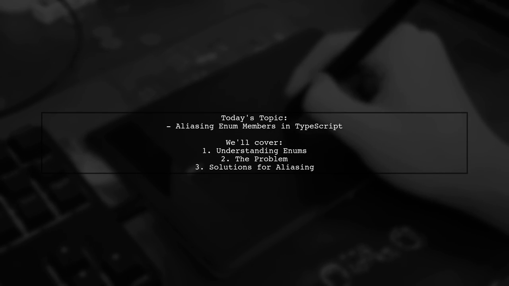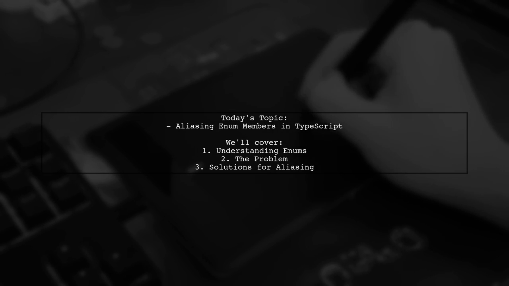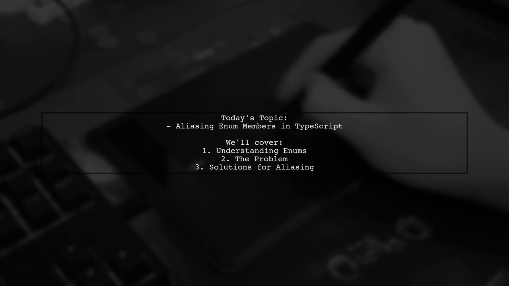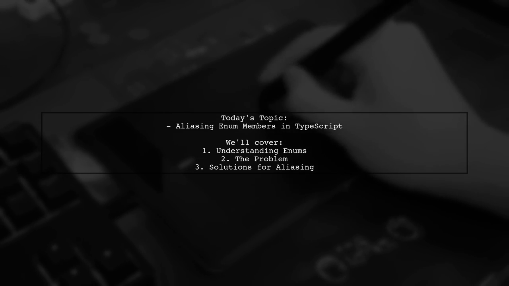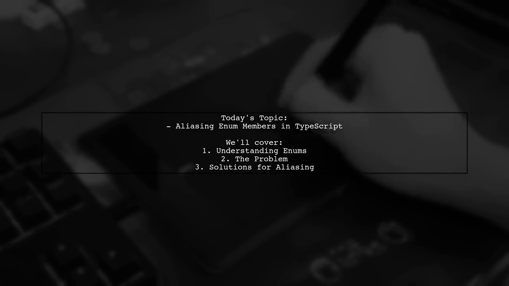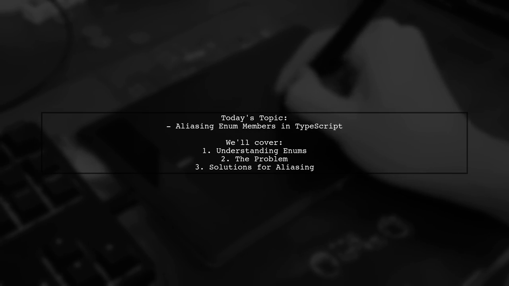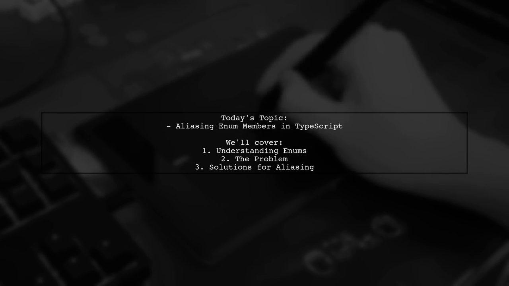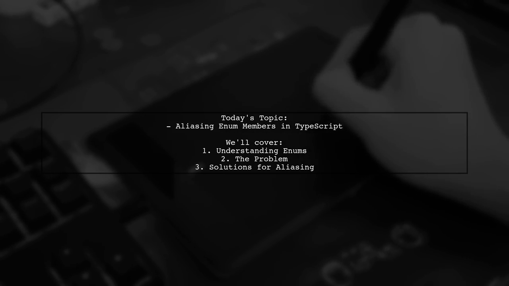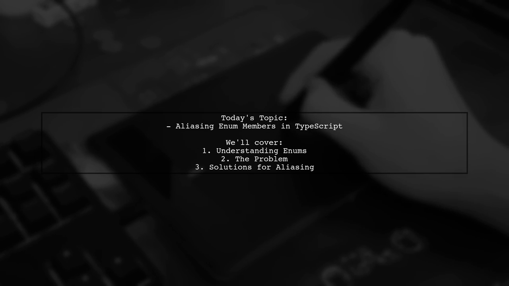Today we're tackling an interesting question from one of our viewers. They have an enum defined for role types, including none, admin, and superadmin. When they access the superadmin role, they get the string superadmin. But here's the twist. They want to know if it's possible to change that string to something more descriptive, like superadministrator. Let's explore how we can achieve this.